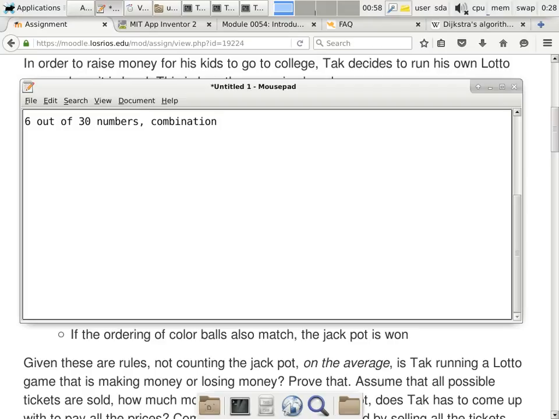The Excel equivalent of this one is COMBIN, C-O-M-B-I-N, for combination. This one is permutation, which is PERMUT. So if you use a spreadsheet, P-E-R-M-U-T is doing the permutation.